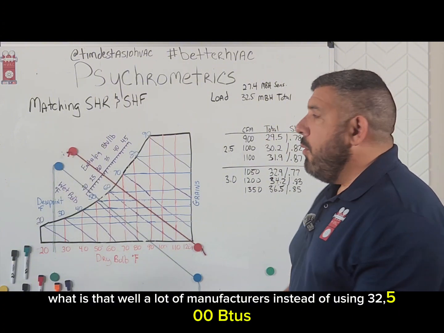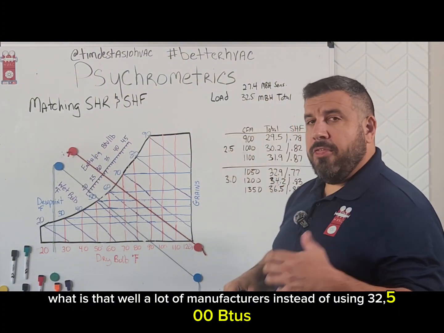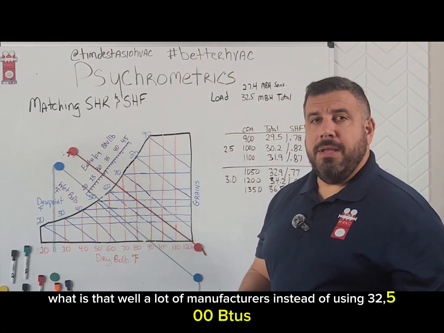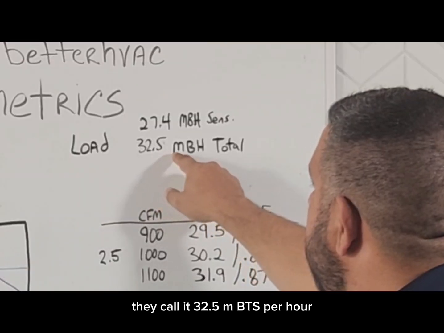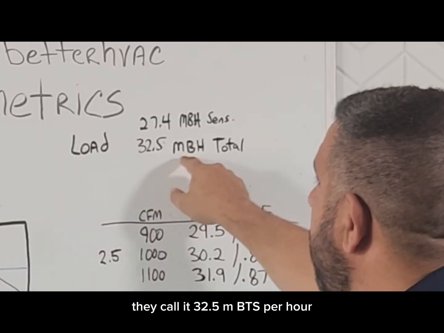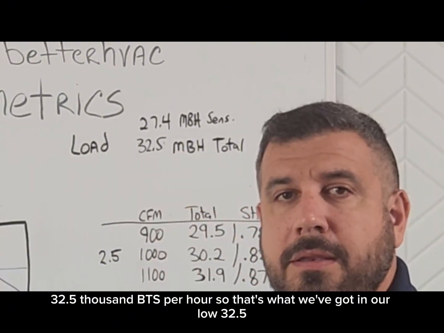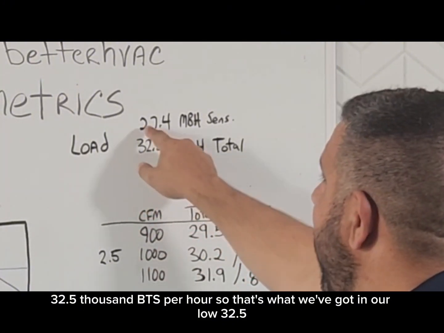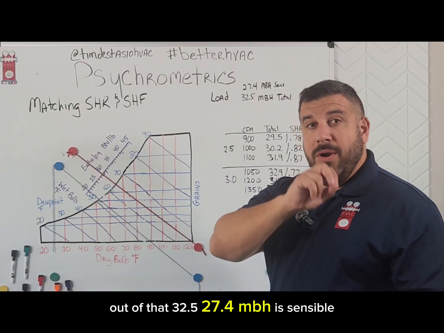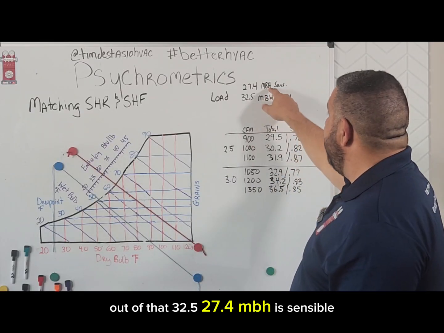Well, what is that? A lot of manufacturers, instead of using 32,500 BTUs, call it 32.5 MBTUs per hour, 32.5 thousand BTUs per hour. So that's what we've got in our load, 32.5. Out of that 32.5, 27.4 MBH is sensible.